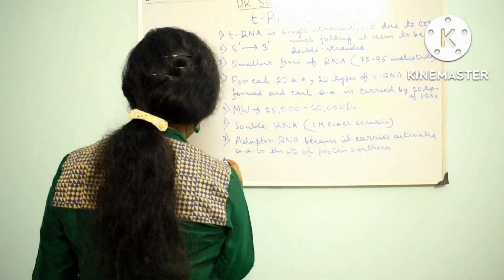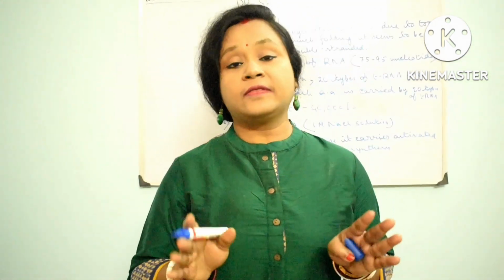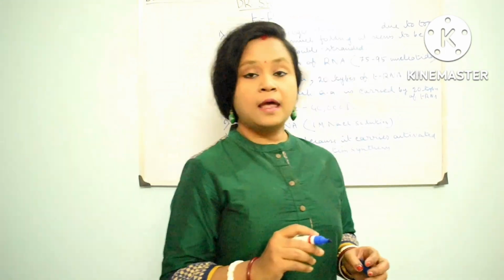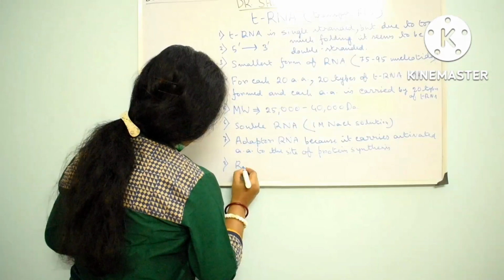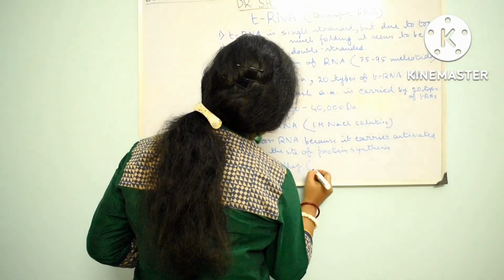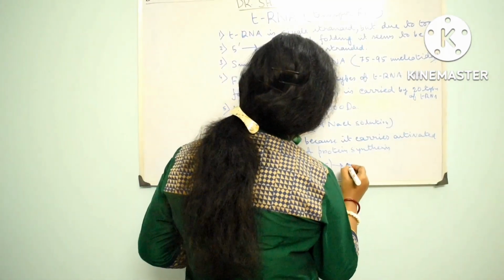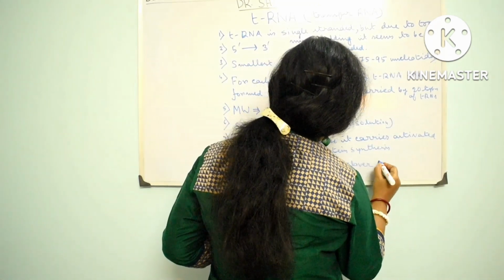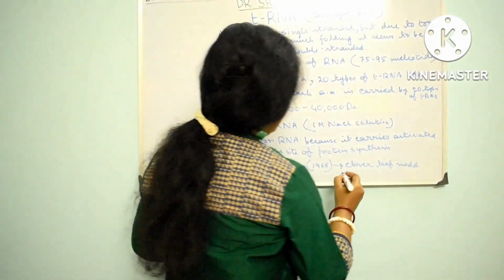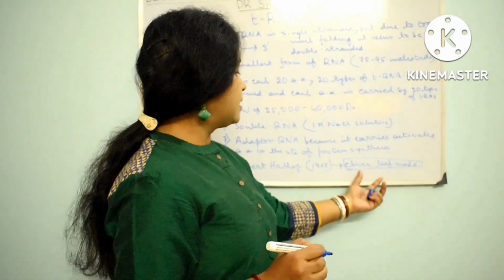The next point, the best model to study the structure of tRNA was given by scientist Robert Holley and colleagues in 1965, and the name was the clover leaf model. This is a very common term, we are very used to this term, the clover leaf model.